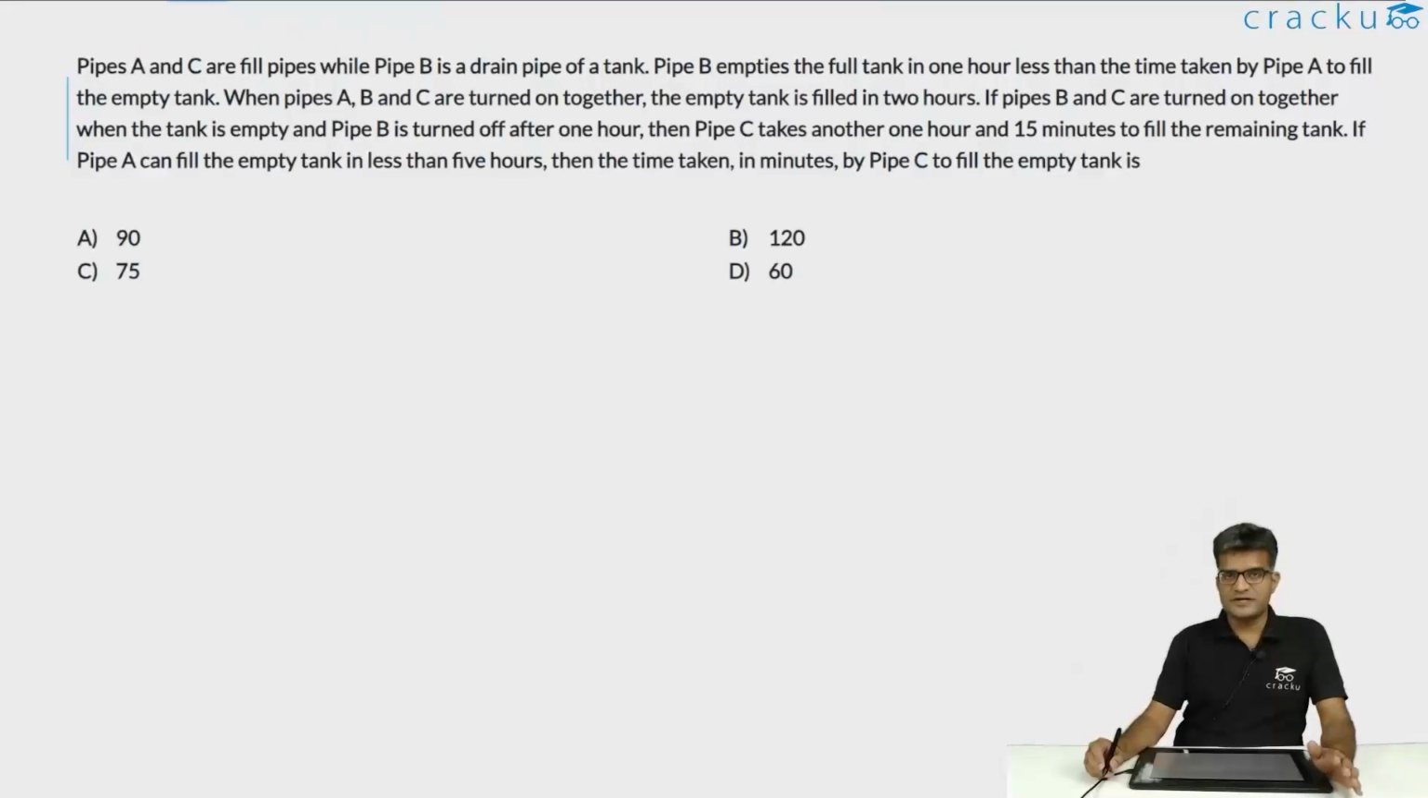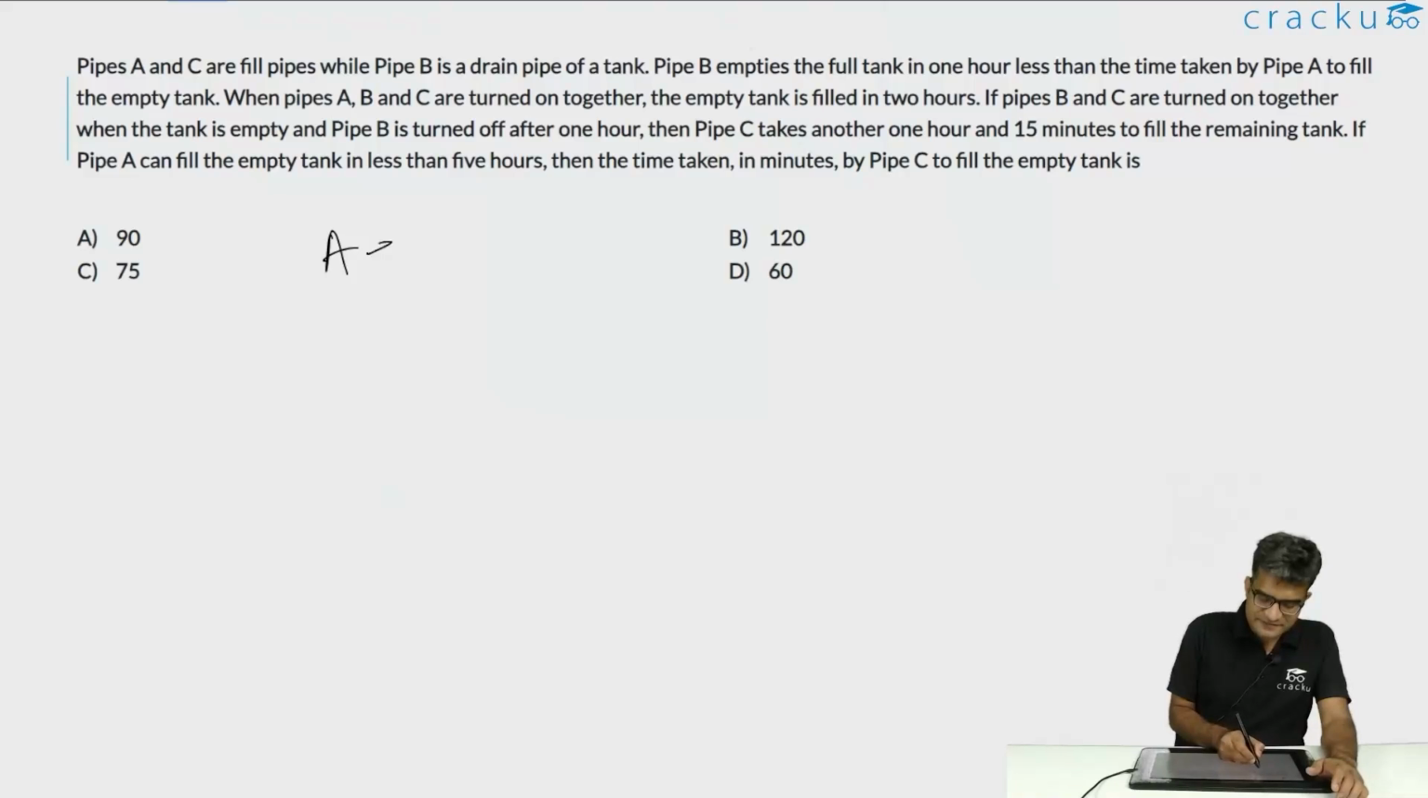In this question, we are told that there are three pipes A, B, and C. A and C are fill pipes. B is an emptying pipe. B takes 1 hour less than A to empty the tank that A takes to fill the tank. So if you assume that A takes T hours to fill the tank, B will be taking T minus 1 hours to empty the tank.